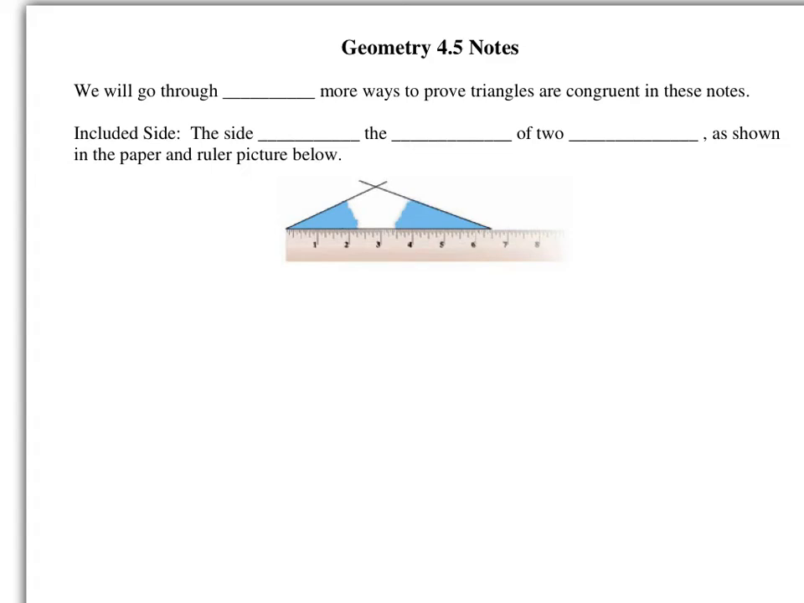In these video notes, we're going to go through two more ways on how to prove triangles are congruent. And the first one we need to go through, just before we do that, is the word included side. So the included side is the side connecting the vertices of two angles, as shown in the picture down below. So if you notice, this is the side right here that's the included side.